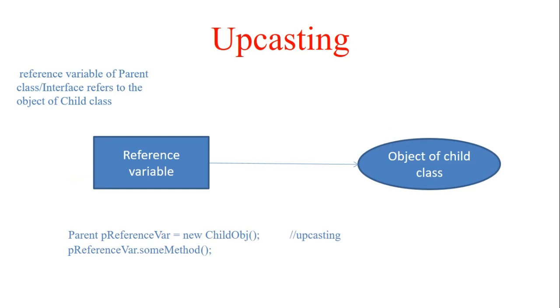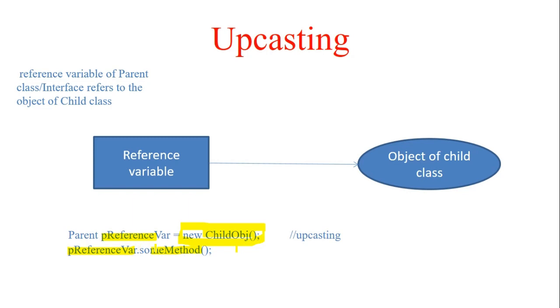Now the next important concept is upcasting. What is upcasting? When the reference of a parent variable is pointing to a child class, this is upcasting. And when you call some method with this parent variable, since the object, which is the memory, is created for the child class, the method of the child class will be called and not of the parent class.